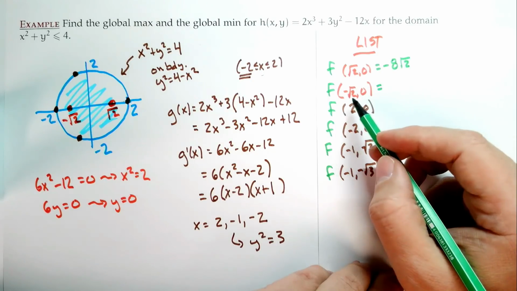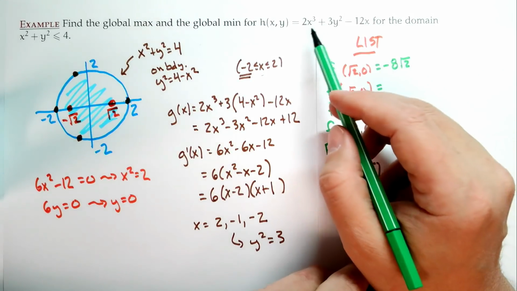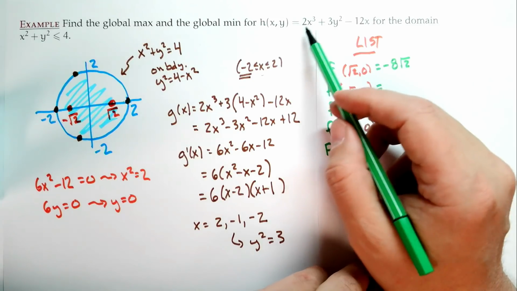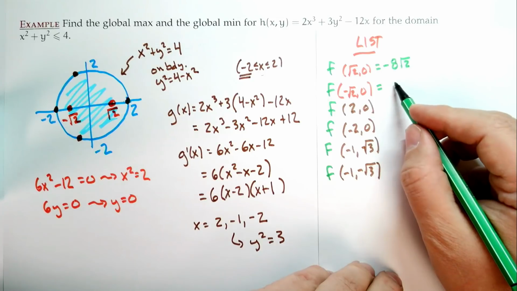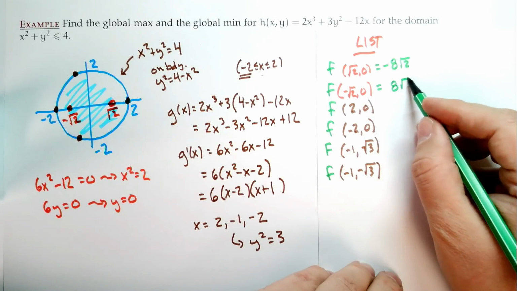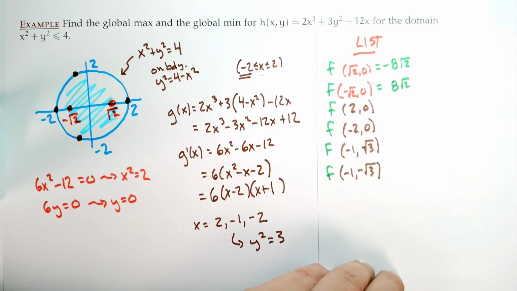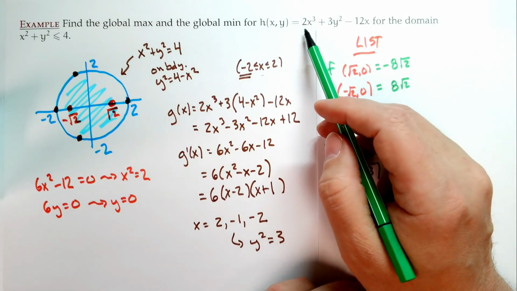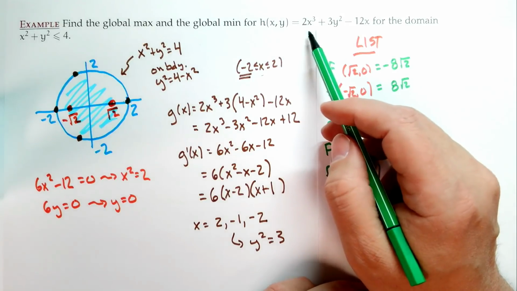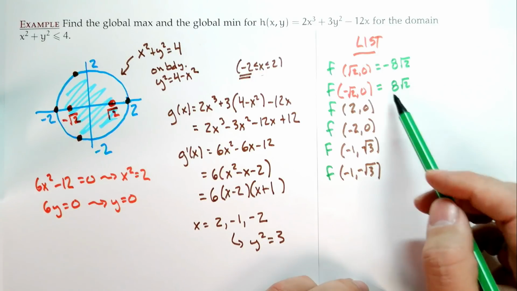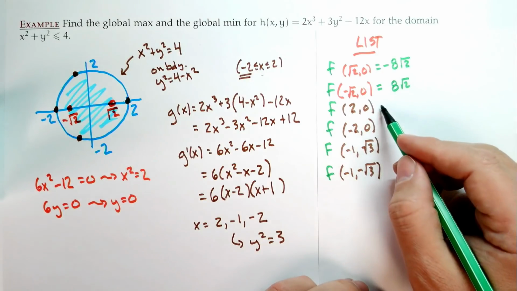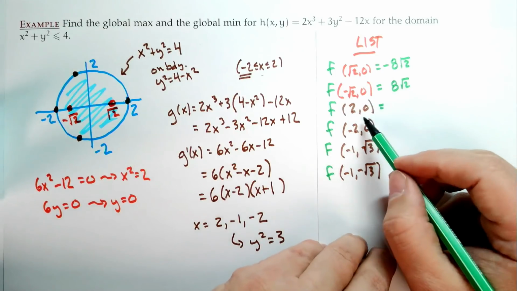Now, plug in negative root 2. What changes is that this will change sign because of the cube, and the other term will change sign, and y is still 0. So if you work it out, it's going to be 8 root 2, but now positive 8 root 2. If you're not convinced, go ahead and work it out longhand. You're going to get a negative 4 root 2, positive 12 root 2, which gives us 8 root 2.